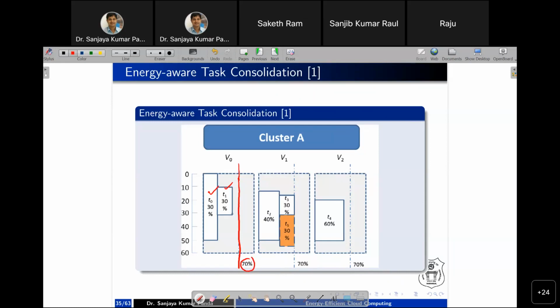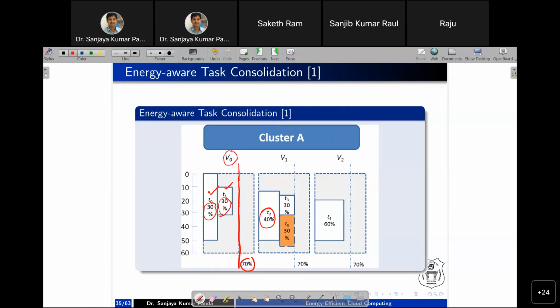40%. What is your current utilization? 60%. 30 and 30 is 60%. If you assign T2, then 60% plus 40% is 100%. That means T2 can be accommodated at B0. But why have you not assigned it?